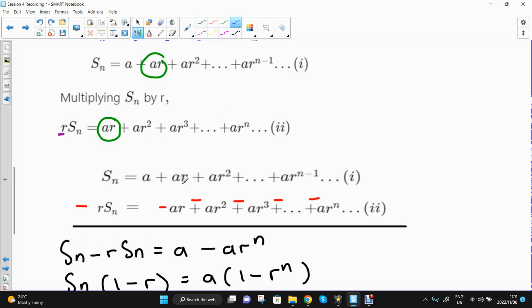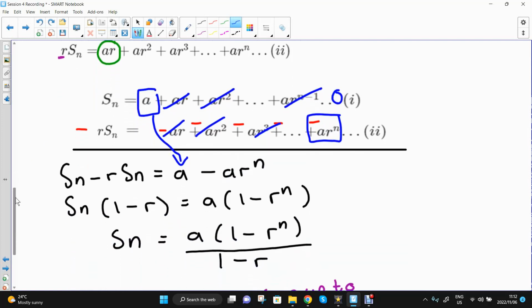Now this is quite nice. You can see that all the like terms will actually cancel. You've got AR minus AR, AR squared minus AR squared. So all of these cancel out, every single one of them. And then the only one that you've got left would be this one at the back. That one doesn't pair up. So you've got A left, which is this A, minus, because there's nothing there, so that's actually 0 minus AR^n, so that's just minus AR^n.